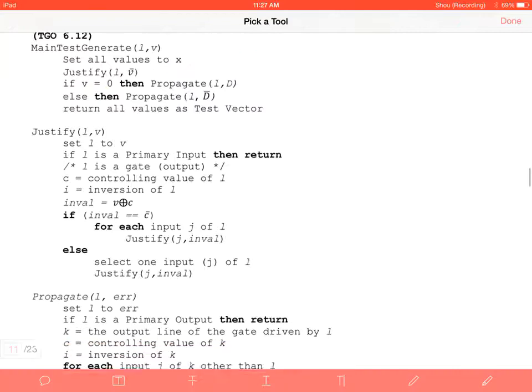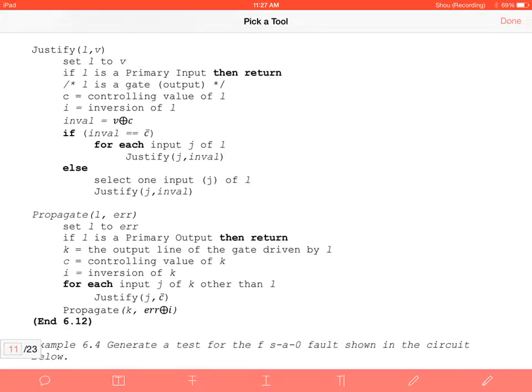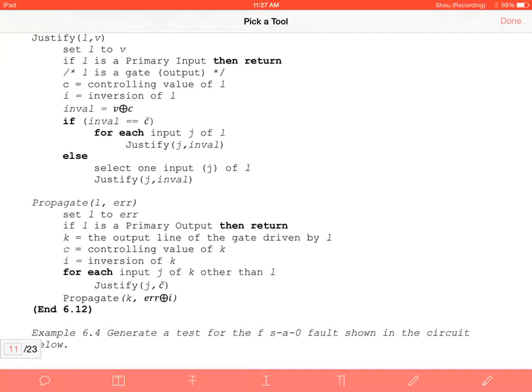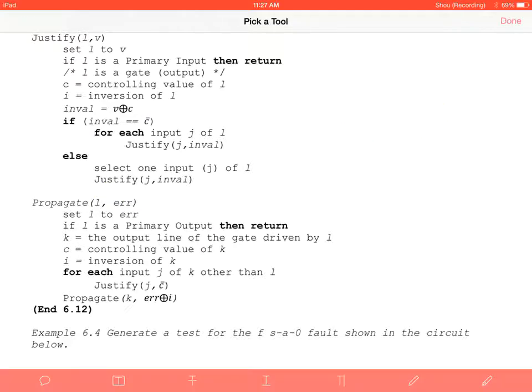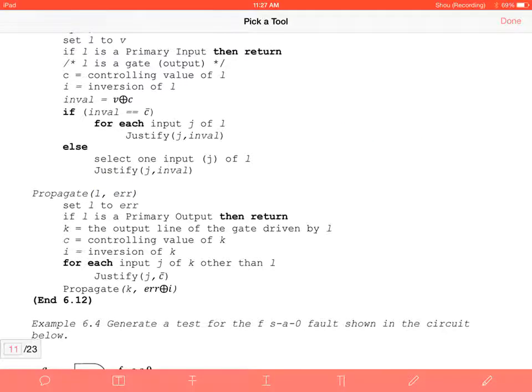seeing if that particular portion of the test vector propagates the error to the output. So we define the function propagate as the node, and we have the value, we call it error, so it's either going to be D or D bar. And so we set the node to that error value. If L is a primary output, that means we've reached the output. Then we're done. That means we've succeeded.